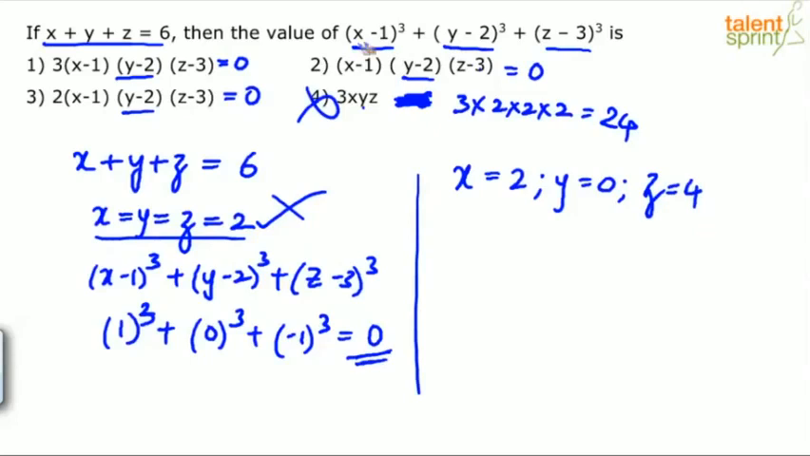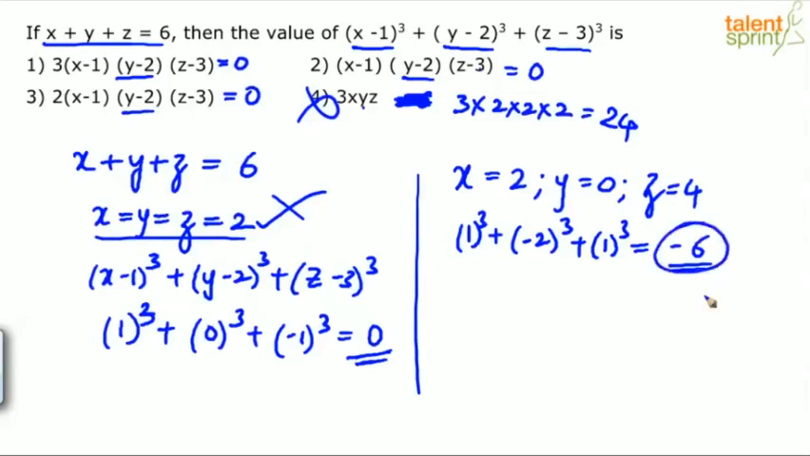Now substitute here: 2 minus 1, 1 cube, plus 0 minus 2, minus 2 cube, plus 4 minus 3, 1 cube. So what happens? 1 cube is 1, minus 2 cube is minus 8, and 1 plus 1 minus 8 will give you minus 6. So basically, the result should be minus 6 when you take X equals 2, Y equals 0, and Z equals 4. Substitute now option 1.